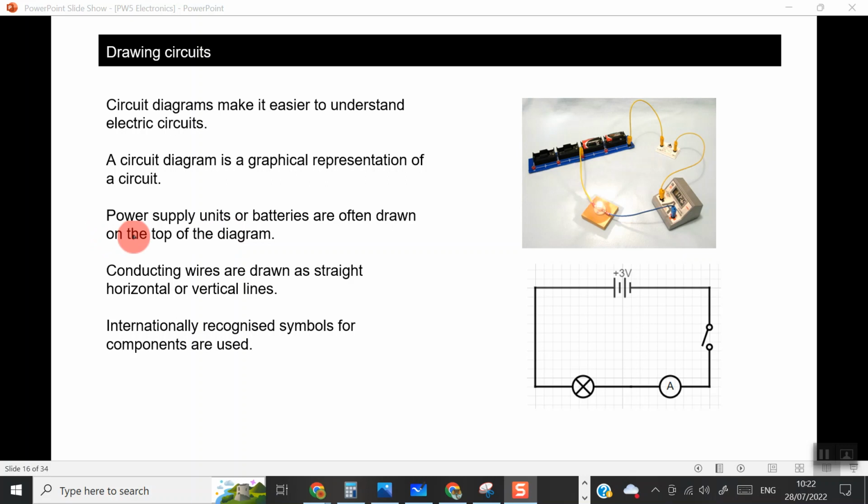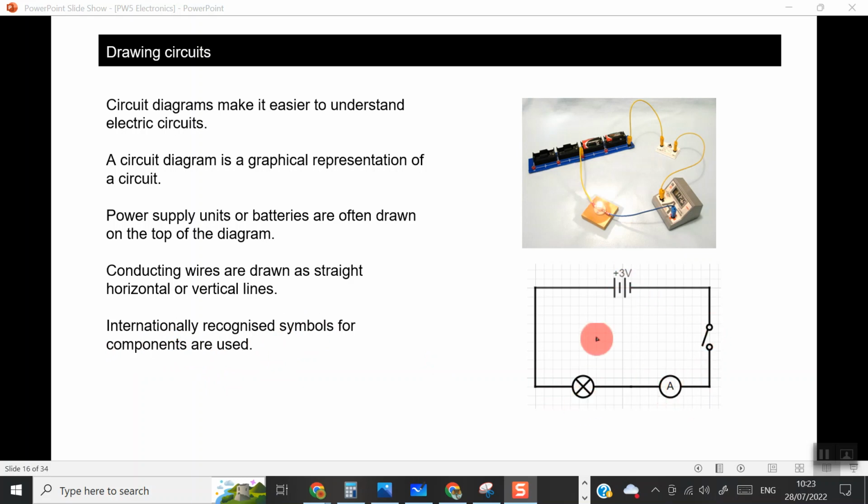Power supply units or batteries are often drawn at the top of the diagram. So traditionally you draw the power source, for example, on the top. Connecting wires are drawn as straight horizontal and vertical lines. So these are the connecting wires, you see these lines here. And internationally recognized symbols are used for the components as well. So we have these symbols here which are internationally recognized.